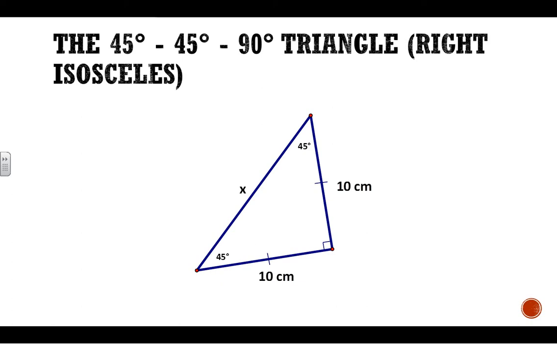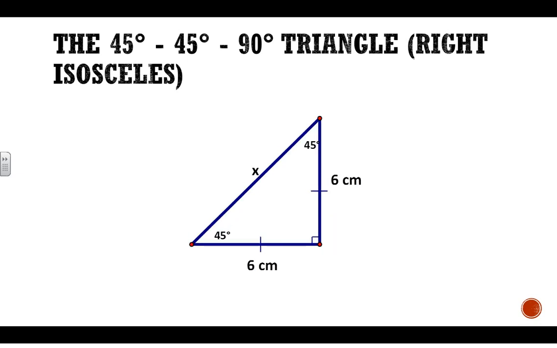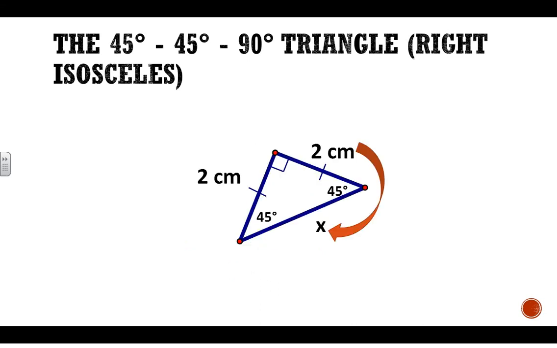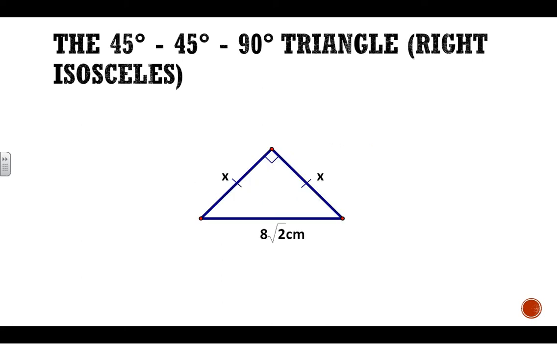Let's practice with that. So I have the leg, I'm going to the hypotenuse. So I applied the multiply by radical 2 rule, and I get 10 radical 2. It's that easy. Again, 6, I'm going from the leg to the hypotenuse, so it's 6 radical 2. Leg to the hypotenuse, so it's 2 radical 2.